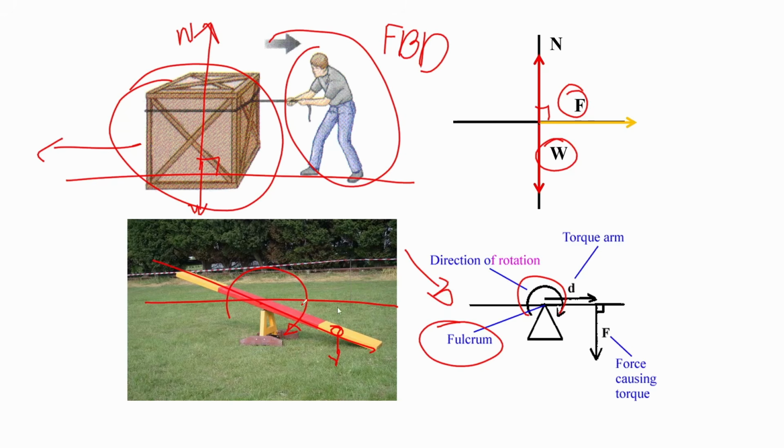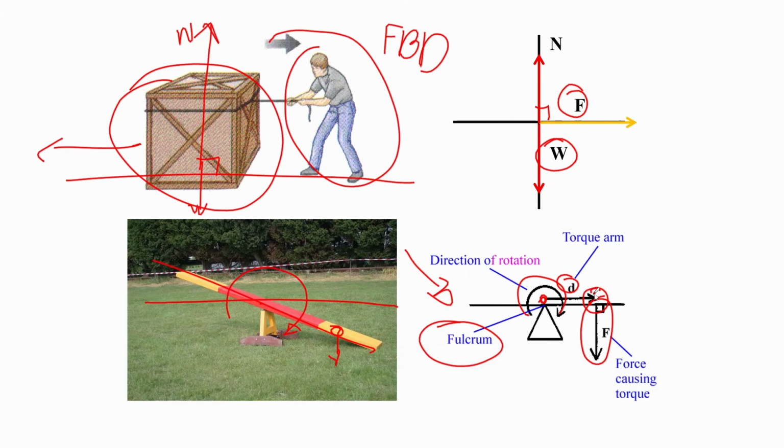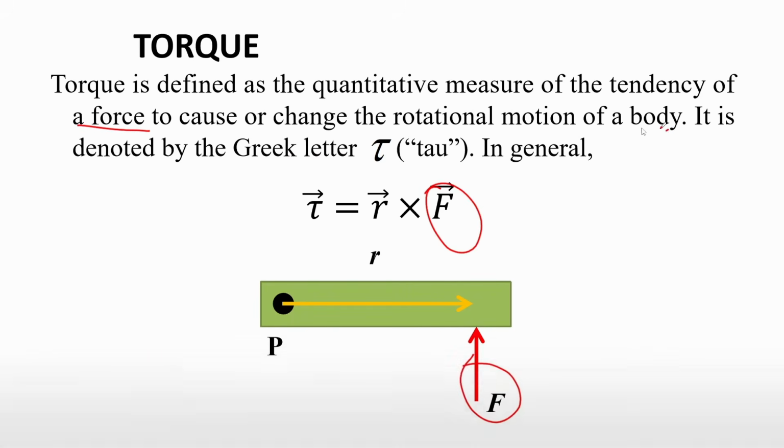So this force F, if it is balanced, would be 90 degrees with respect to this beam. And this distance, sometimes called the torque arm, is measured from the fulcrum, the point where it rotates, to where your force interacts. Now this force plus this distance gives you the physical quantity called torque. Now what is torque? Torque is defined as the quantitative measure of the tendency of a force to cause or change the rotational motion of a body.